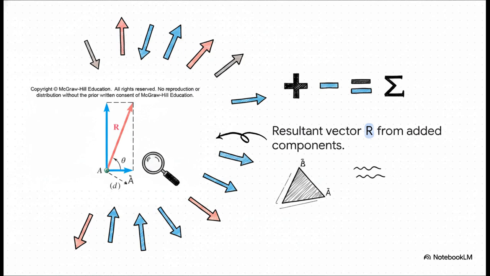The scalar components of this resultant vector are exactly equal to the sum of the individual forces' scalar components you literally just calculated. After that, you just use some simple trigonometry to find the final magnitude and direction of R. It's like putting a puzzle together.